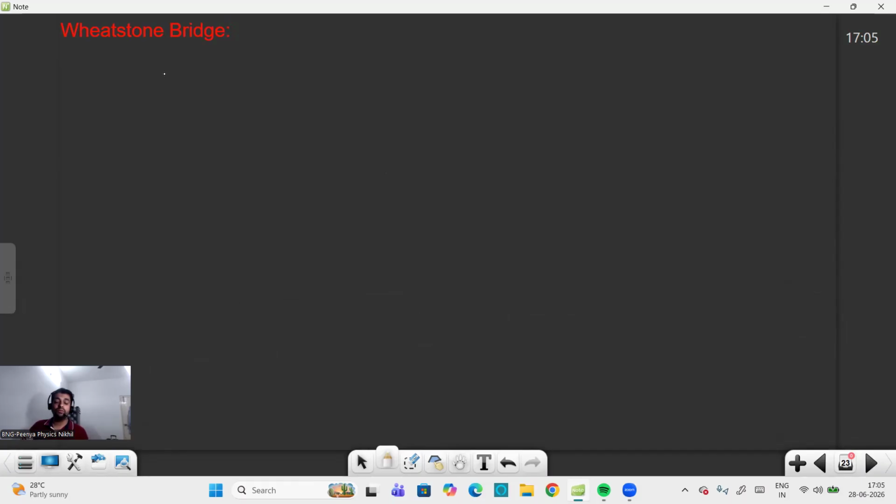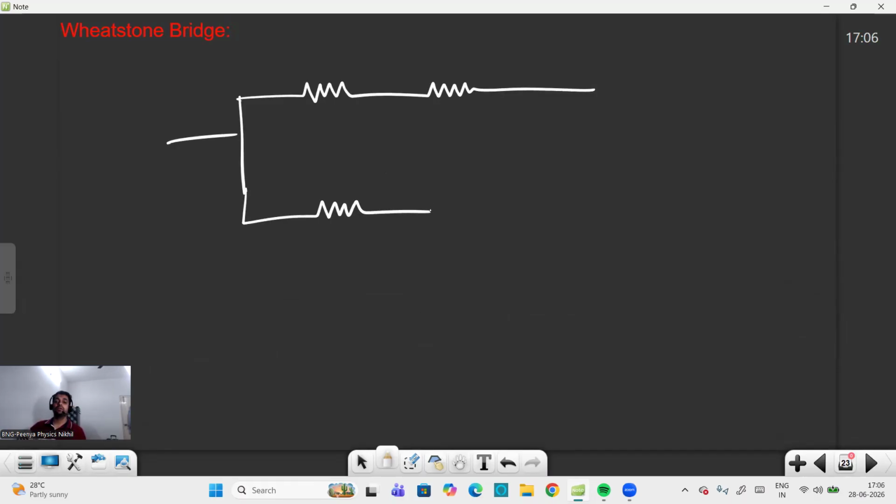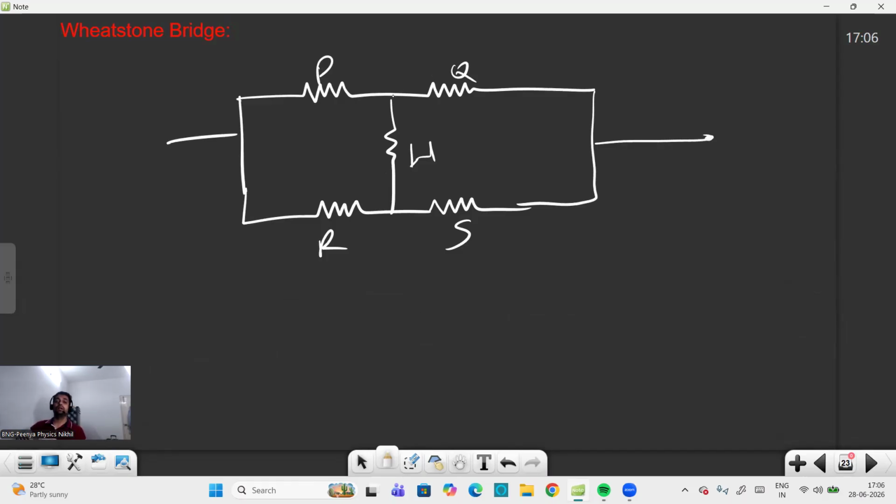concept is the Wheatstone Bridge. So what is the Wheatstone Bridge? The Wheatstone Bridge is a combination of 5 resistors. Here, we will take the 5 resistors like this. Let them be P, Q, R, S, W. Now this point is X and this point is Y. Correct?